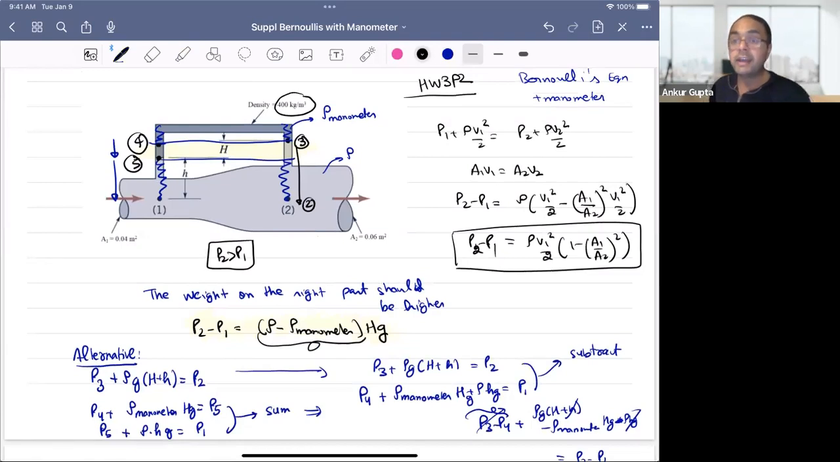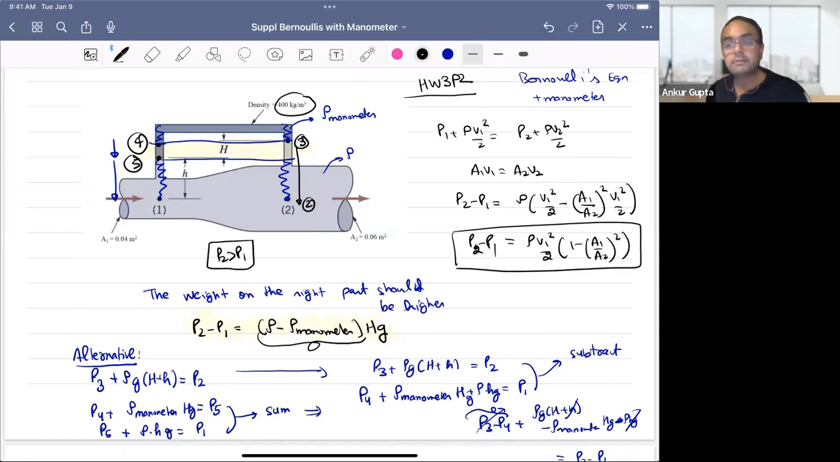If it was a heavier fluid, then you would need to have this rho manometer on the right hand side, because the right hand side needs to support more weight. In this case, it was filling the left hand side more because it was a lighter fluid. So if it was a heavier fluid, the rho manometer would have to be higher than rho to have the balance.